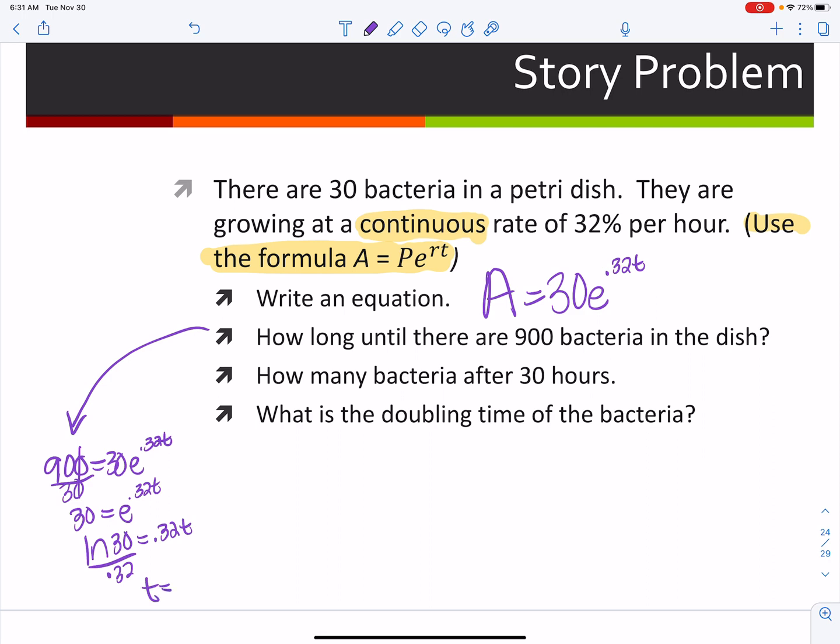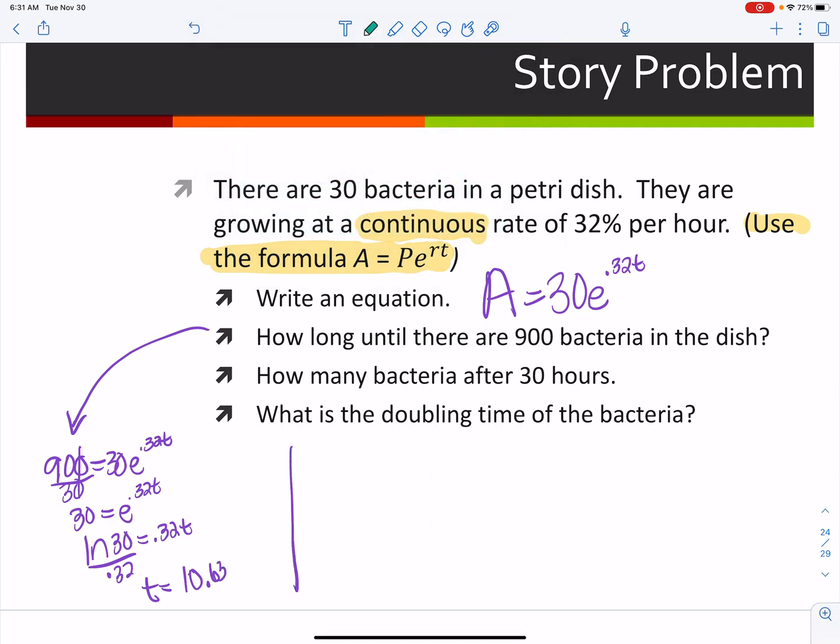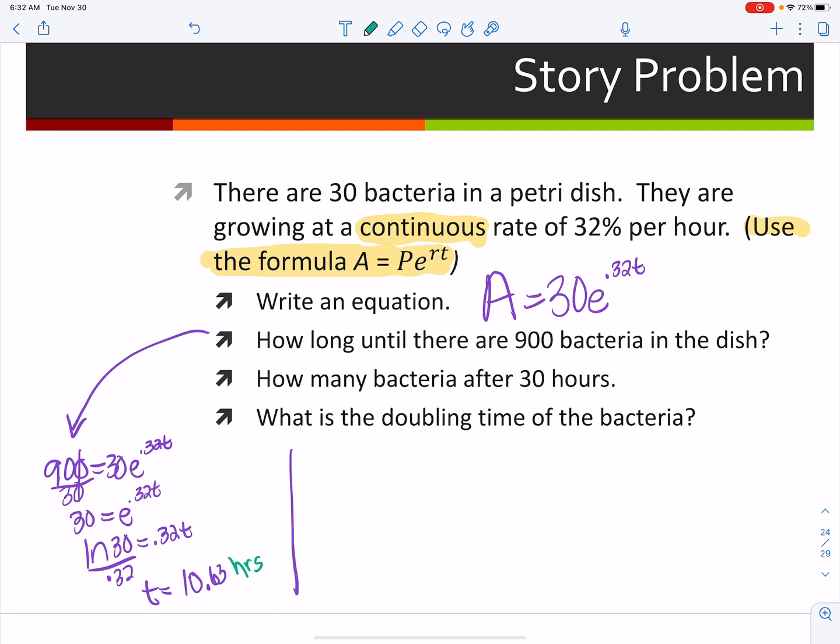And so I'm going to use my calculator on my phone. So I'm going to do the ln of 30, and then I'm going to divide by 0.32, and I get 10.63. Okay. All right, the next one says how many bacteria are there? Oh, wait. That's hours. Sorry, not years, because this is an hour. After 30 hours. So on that one, I'm looking for my hours, so I'm just going to put that in for the time.